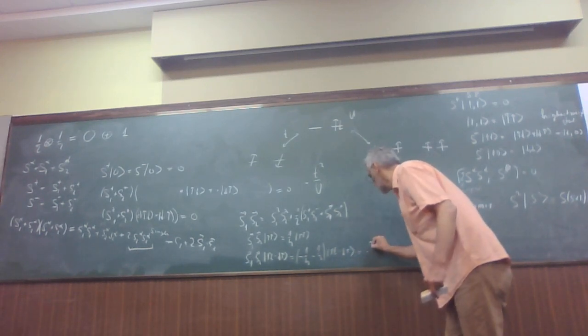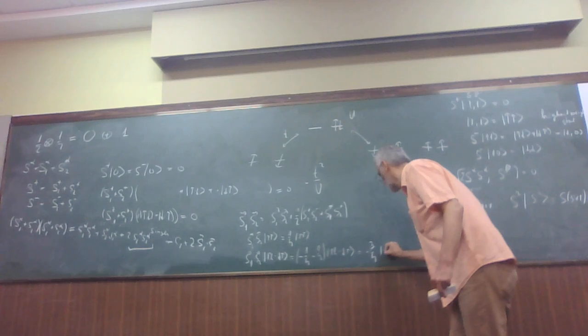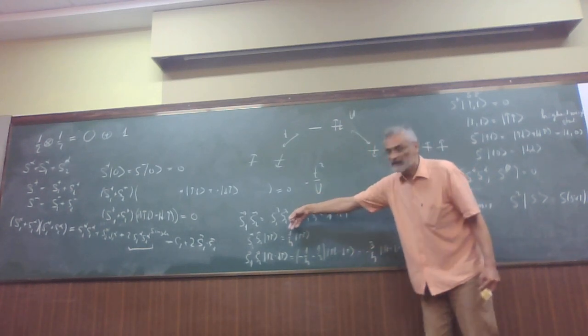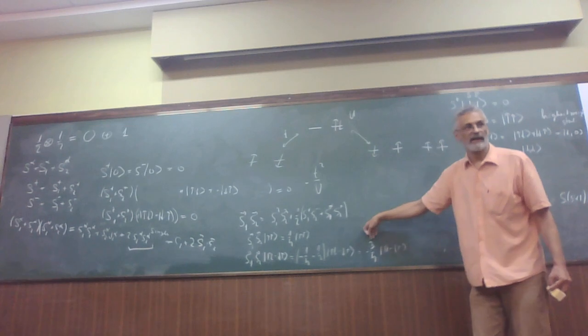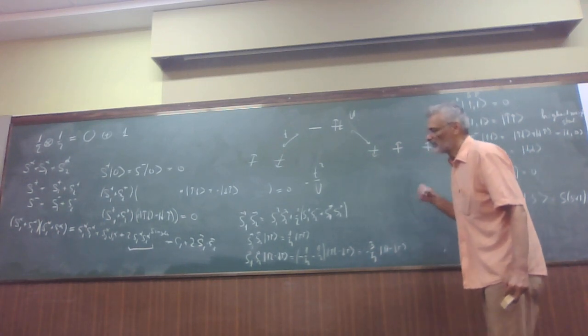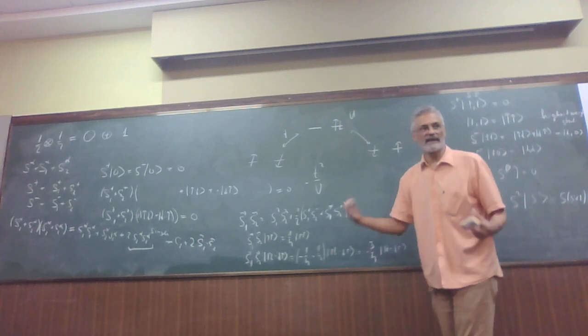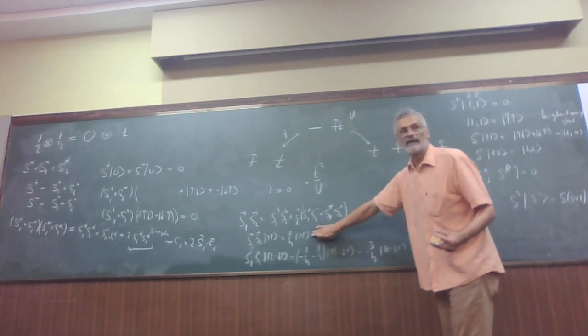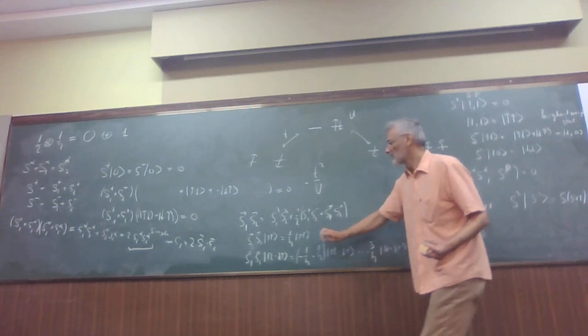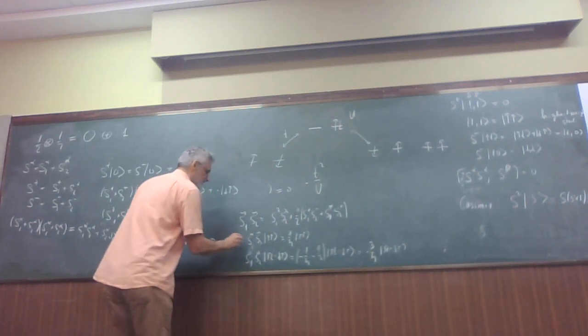So it is minus 3/4 times up, down, minus down, up. For the triplet, we get 1/4. For the singlet, we get minus 3/4. So we want something that will gain energy if this is in a singlet and get nothing if it is in a triplet. So let's just subtract 1/4 here.